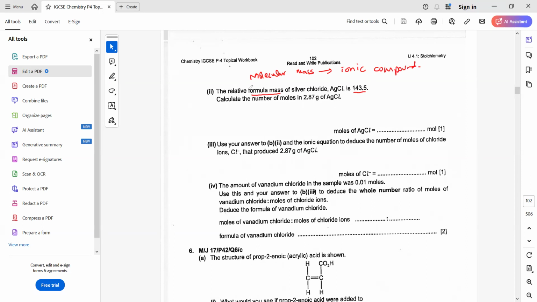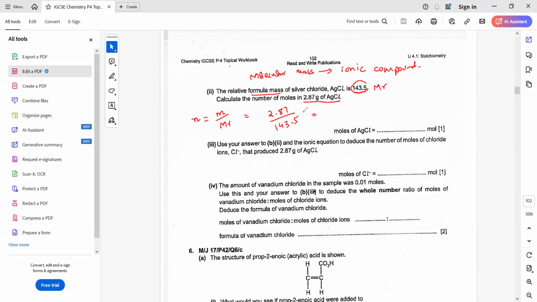So there is nothing new about it. We already know how to calculate molecular mass. So they've just given this up. So we can treat it as MR. And then it is calculate the number of moles in 2.87 grams of AgCl. Now tell me, can you identify any formulas which we can use here to find out number of moles? Yeah, there is one. That was number of moles equals mass over MR, right? So mass given is 2.87. Molecular mass given is 143.5. So once you divide it, you're going to get your answer. So is this understood?